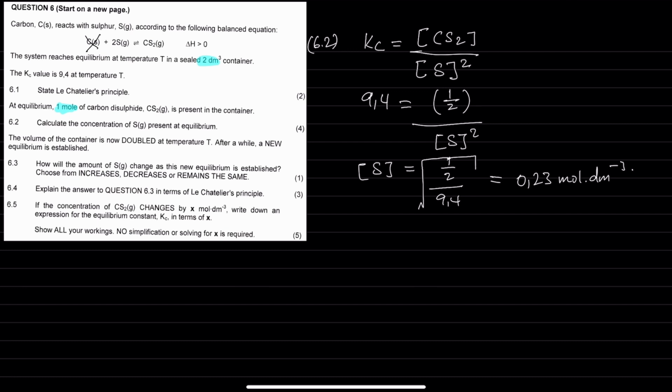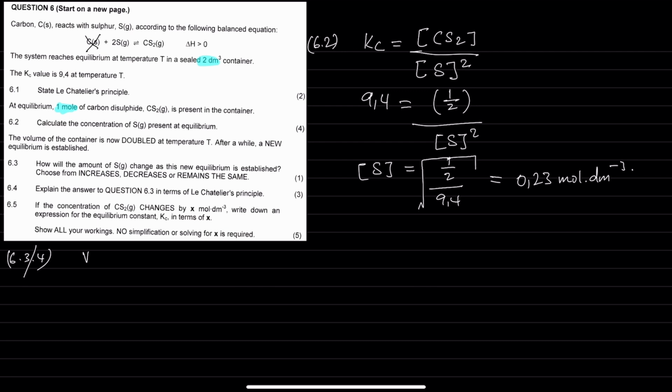Okay, the next question reads, the volume of the container is now doubled at temperature T, after a while a new equilibrium is established. How will the amount of S gas change as this new equilibrium is established? And then explain your answer in terms of Le Chatelier's principle. So we'll combine these questions just to make it a bit easier for us to answer. So 6.3 and then 6.4.